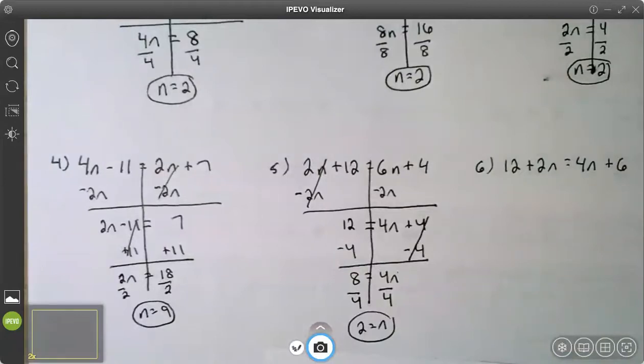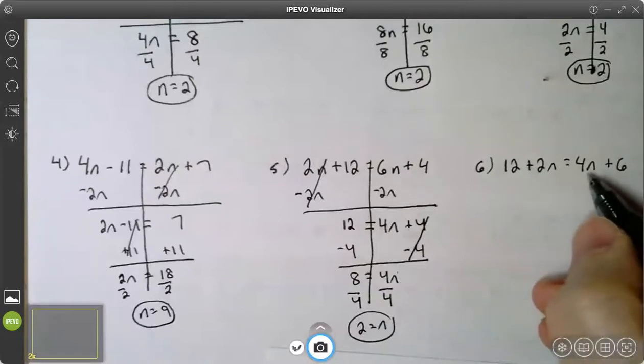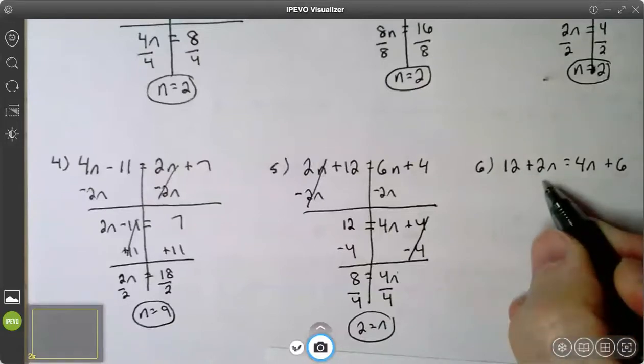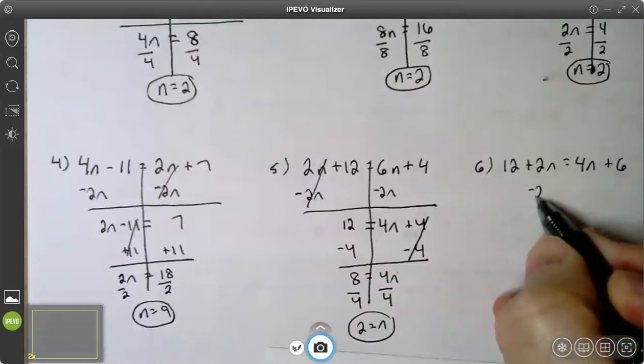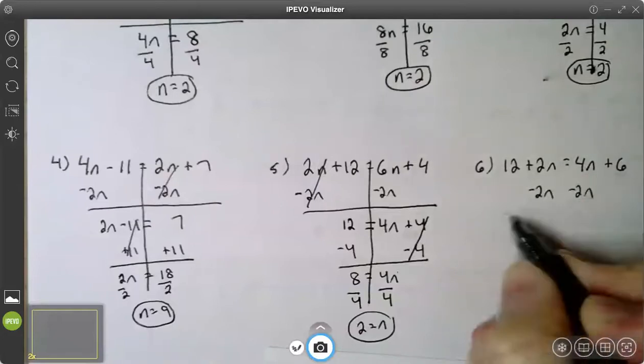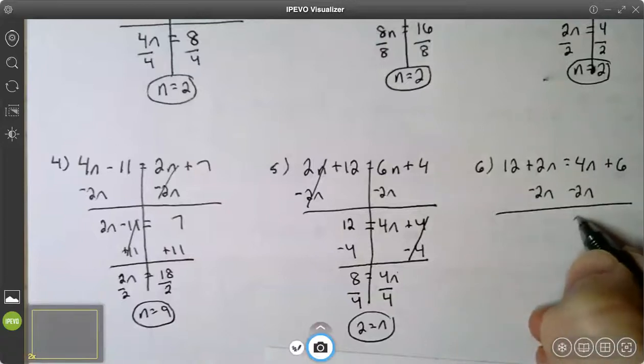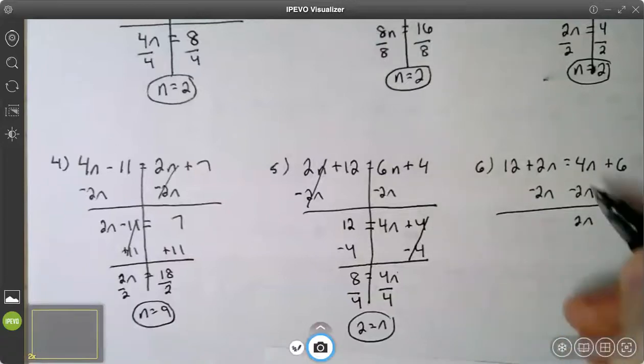Number 6. On number 6, if I put my variable on the left, I get a negative 2n. I want to get a positive answer, so I'm going to subtract 2n from both sides and get my positive 2n on the right. And just to be different, I won't draw my line this time. You're welcome to do that every time if you'd like.